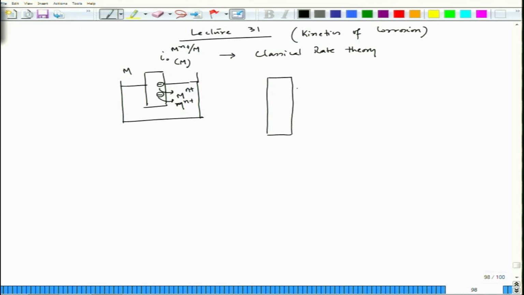this is the metal surface, and metal ions would go to the solution, or instead of Mn plus, let us put it in the form of positive charge. So, we have positive charge formation, and then we have to maintain the neutrality. So, the negative charges will be left on the metal surface, and these two would try to balance each other.